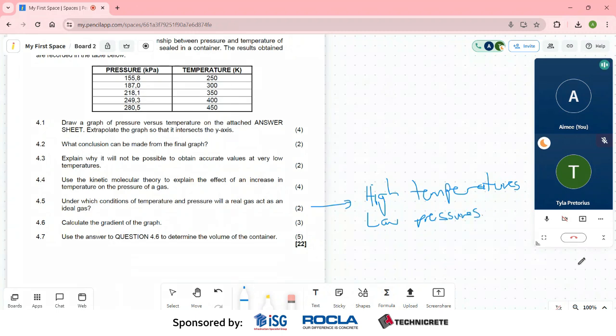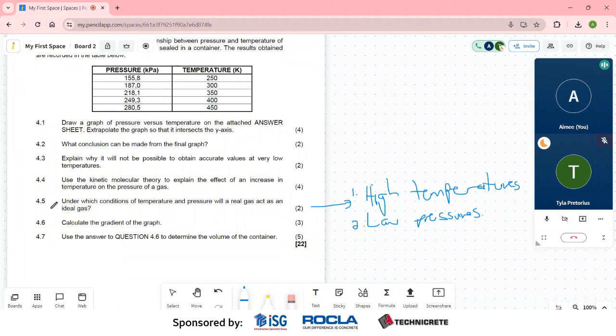Again, this is a study. These are two study points. You need to know that a real gas will act as an ideal gas at high temperatures and low pressures. So that's 4.5. 4.6, now we calculate the gradient of the graph, okay?